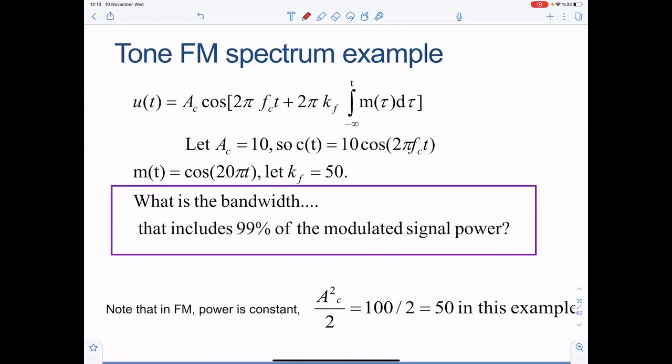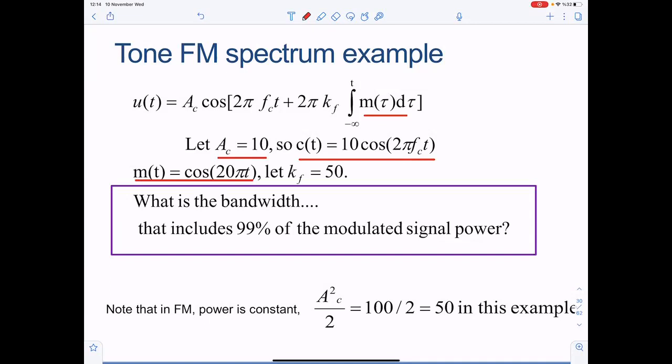Let's work out an example of a tone FM, meaning an FM modulated waveform where the input signal is a single tone. Let's just plug in some numbers for these parameters. Suppose the carrier amplitude is 10, pick your favorite unit for it. So the carrier itself will be 10 cosine 2 pi FC t, where FC is some frequency that you pick. And suppose the message signal is cosine 20 pi t.